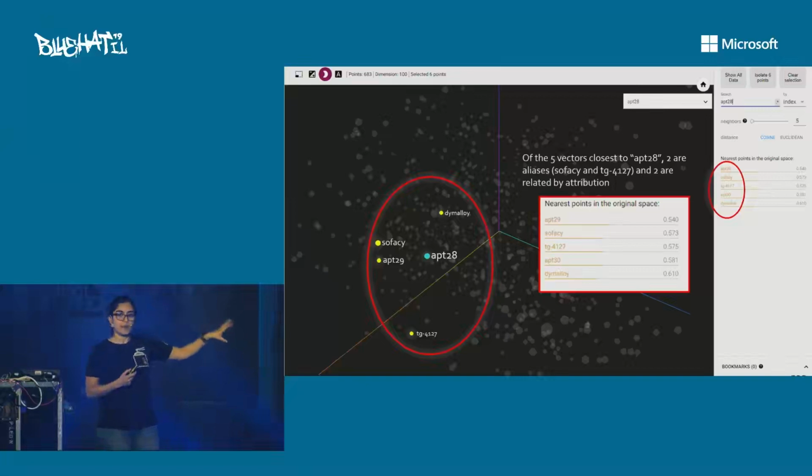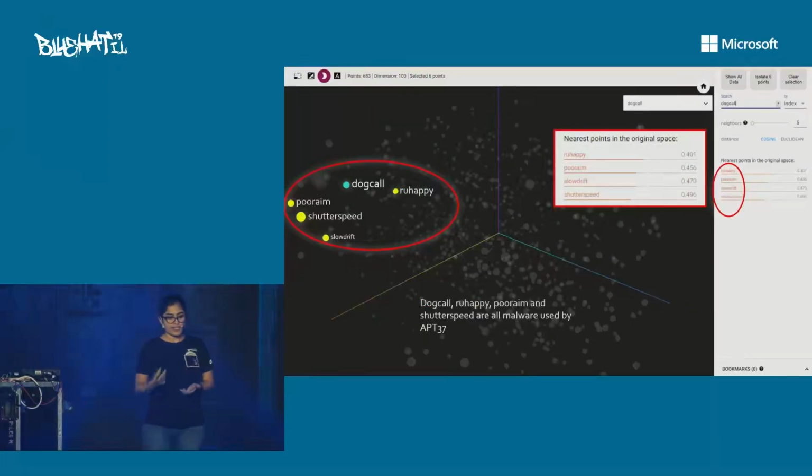Here we can see that two of the points closest to APT28 are just aliases of it, Sofacy and TG4127, and two others are related to it by attribution. Here's another example. When we look at the words closest to DogCall, we see that the closest words are Purim, ShutterSpeed, and RUHappy. All of these are the names of malware that are used by one particular APT, APT37.